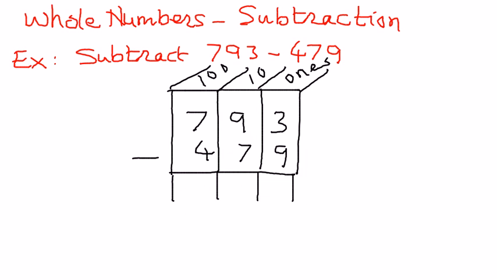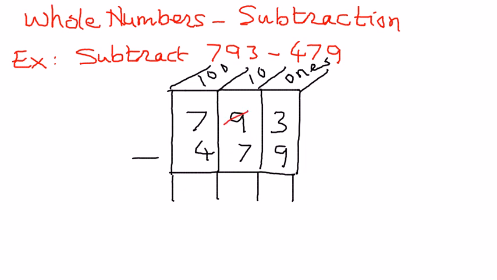What we are seeing here is that the lower number 3 and 9 are in the ones place, 9 and 7 are in the tens place, and 7 and 4 are in the hundreds place. The borrowing rule comes into play when the number in the first row is less than the number in the second row. It so happens here that 3 is less than 9, therefore we need to borrow from the next place, the tens place.